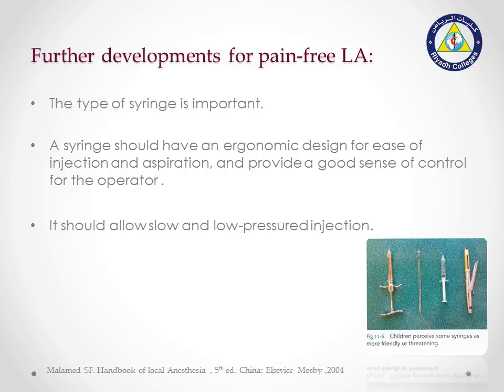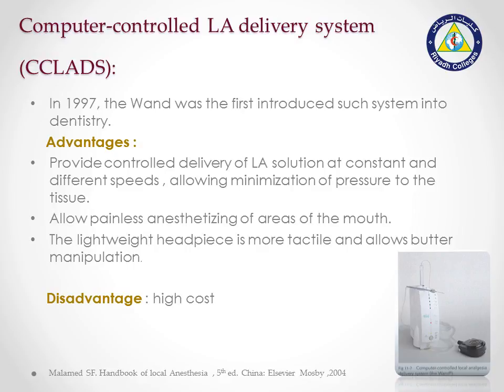Further developments for pain-free local anesthesia: the type of syringe is important because each has different characteristics which have implications for both the operator and the child patient. A syringe should have ergonomic design for ease of injection and aspiration and provide a good sense of control for the operator. It should allow slow and low pressure injection.